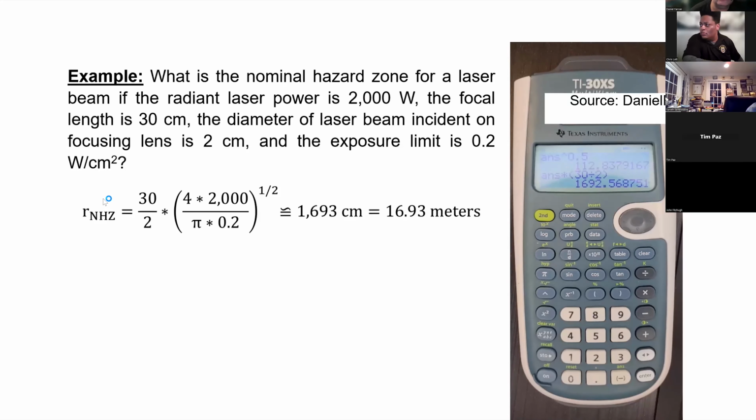I'm just curious, has anyone worked in a laser lab? If you have, let me know in the chat. Because if you work there, you're very familiar with how powerful these lasers are. They can cut through wood, they can cut through metal, and if they touch human tissue, it's a disaster. They're really, really powerful.